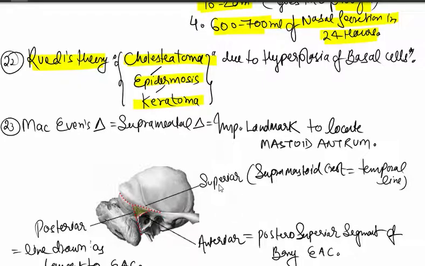नेक्स्ट वन, मार्क इवन ट्रायंगल. मार्क इवन ट्रायंगल, सुप्रामिएटस ट्रायंगल. That is important landmark to locate mastoid antrum. Mastoid antrum.